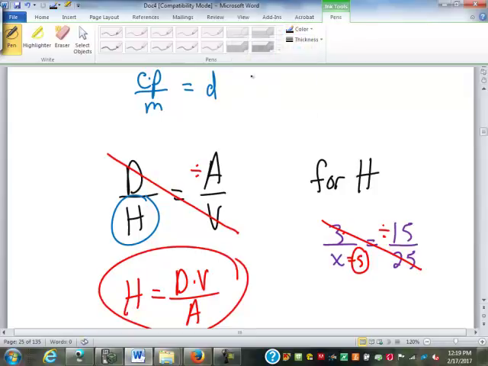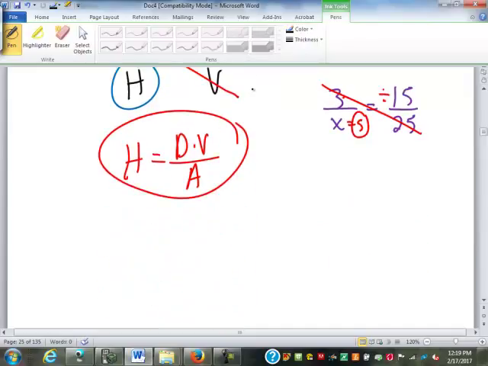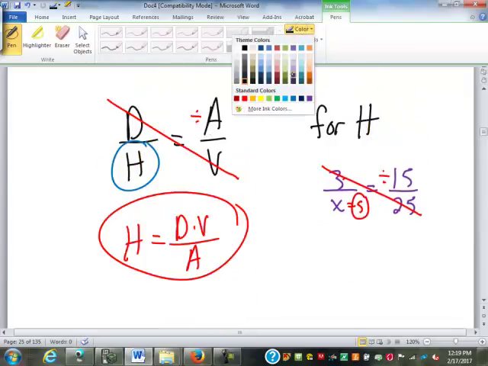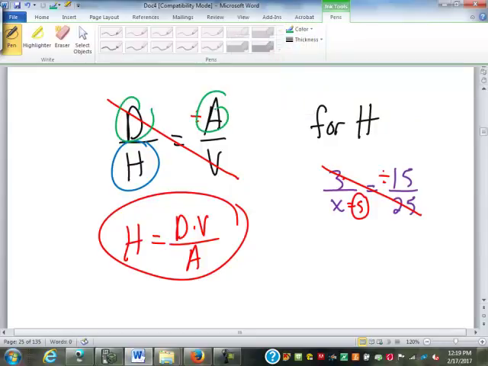And that comes up a lot if we have a formula where we're going to be finding a value. If I'm going to be plugging in values for D, V, and A a lot and calculating H, it's easier if I just have it in terms of H equals. So I can just plug in these numbers and run it through the formula. Plug it in my calculator.